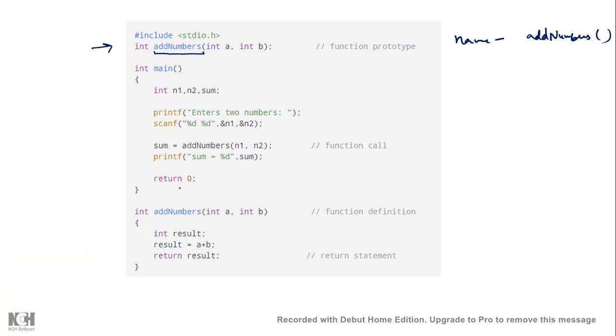Then this prototype provides the information about the return type of the function. The return type is written here, this is integer, meaning that once this function executes, it will return one integer value. Then two arguments of type integer are passed. These are the two arguments, integer a and integer b. So the type of the arguments will be integer.